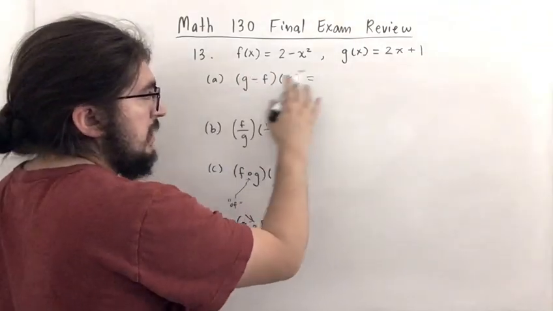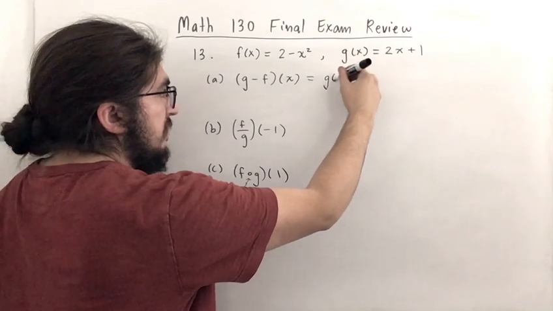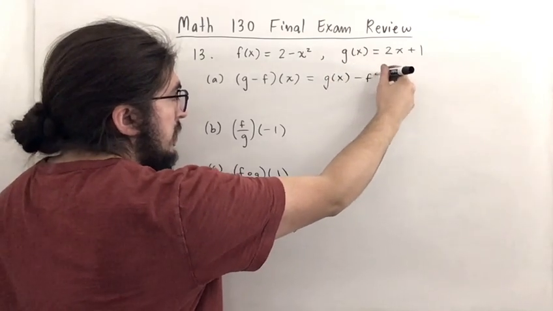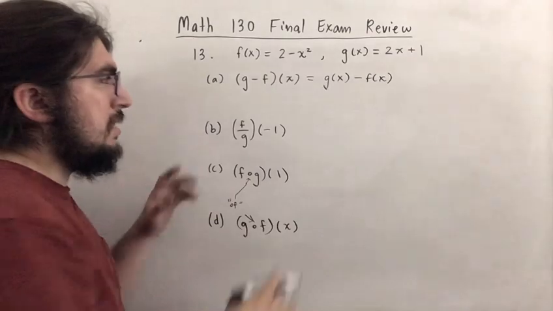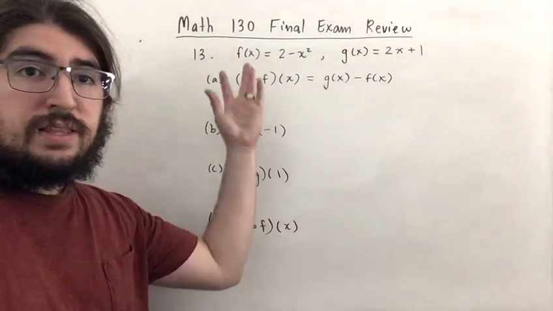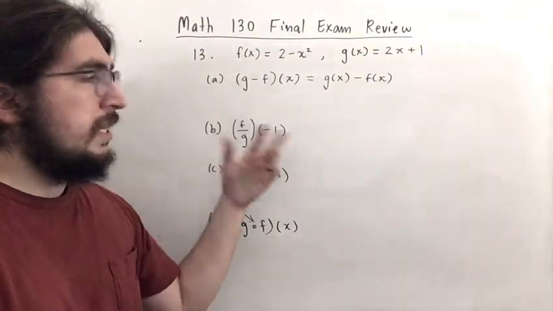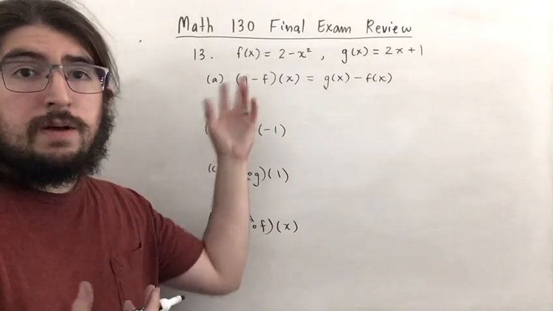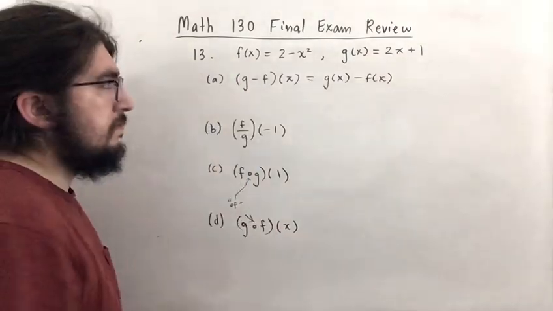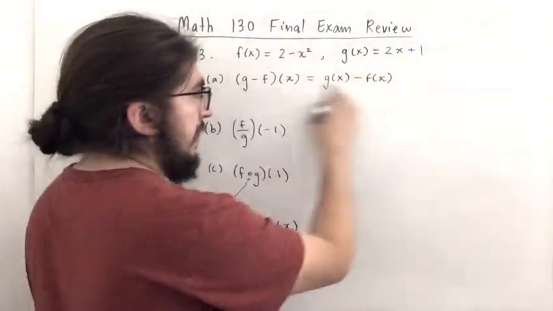So here, g minus f of x is the same as g of x minus f of x. So it looks like distribution of this x, but it's really thought of that this function is a new function that is made up from g of x minus f of x. It tells you what to do with those functions of x.